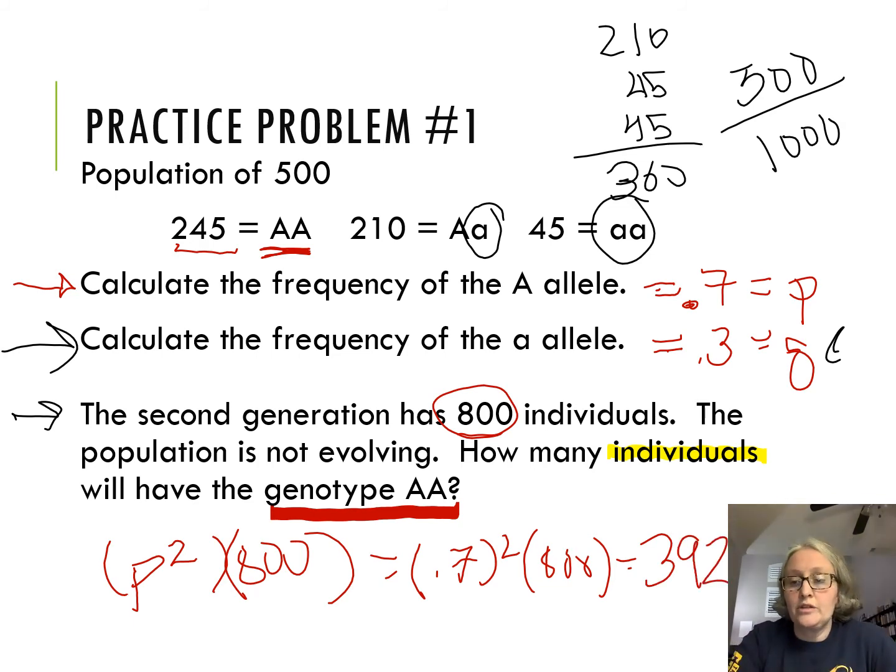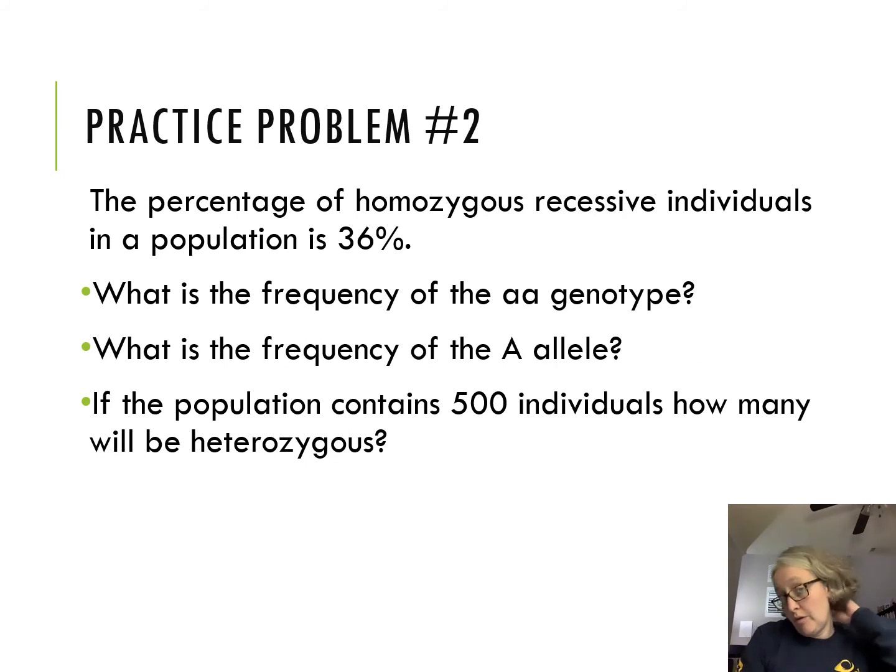So that was our first practice problem. Second practice problem. In this practice problem, you start off with the percentage of homozygous recessive individuals in a population is 36%. So again, before you read on, you need to stop and figure out what you've got going on.